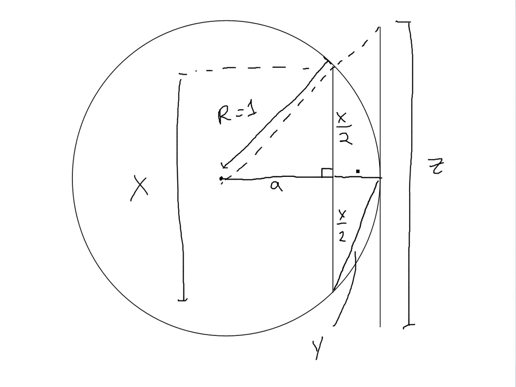You can use similar triangles. So we'll call this b right here. So we have these sides here. Let's just find z in terms of x first. This length here is going to be z over 2, from here to here.